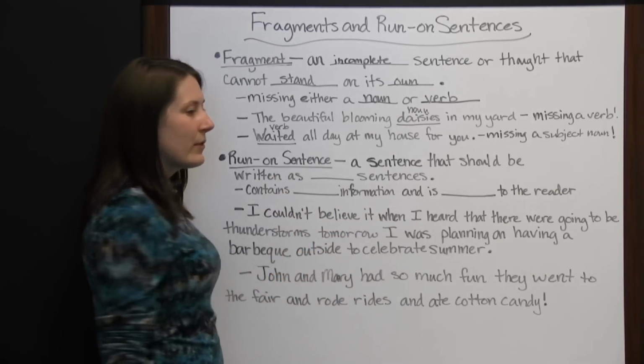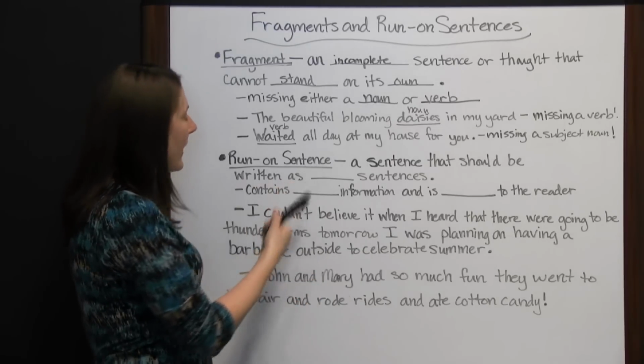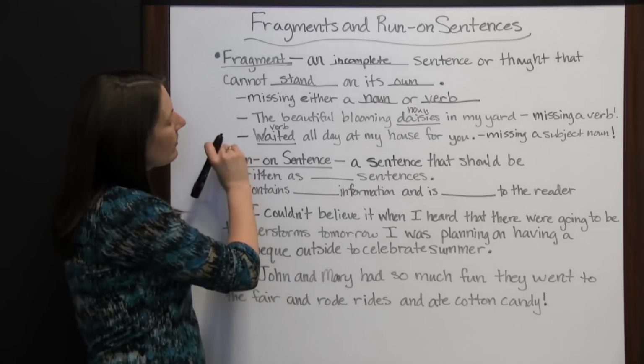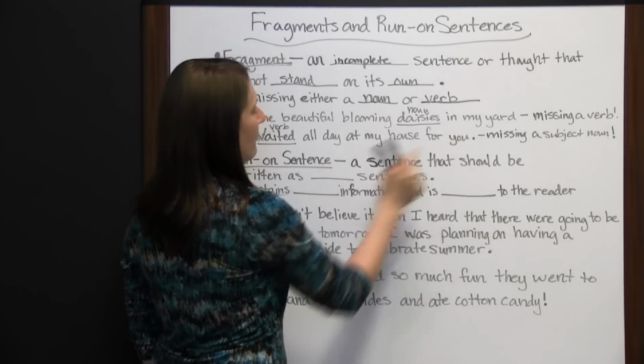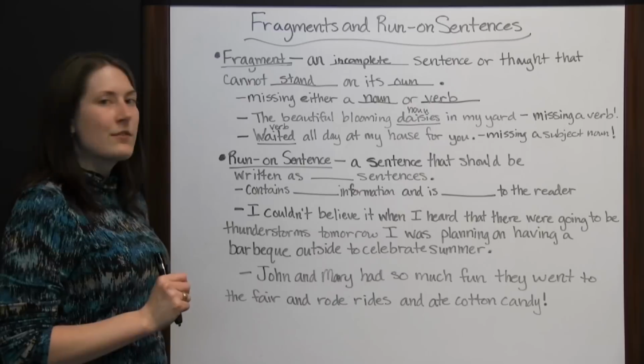Waited all day at my house for you. You could say, we waited all day at my house for you. I waited. My mom and I waited. It's a little bit more limited what you could put at the beginning of this sentence, because we've got my and you for pronouns down here, but you still have options, and you could easily turn this fragment into a complete sentence.